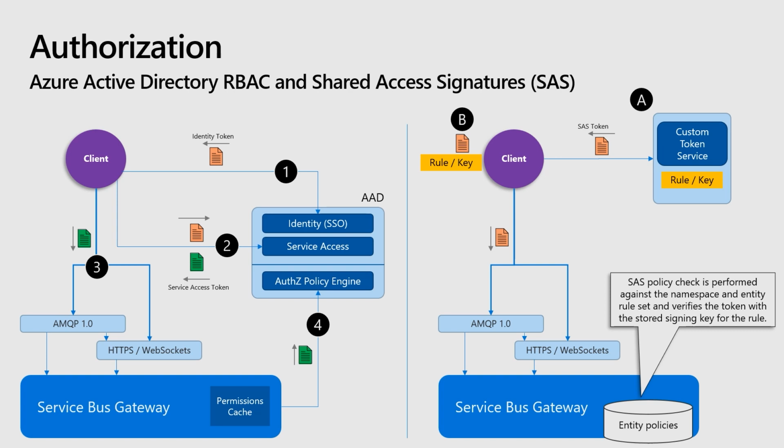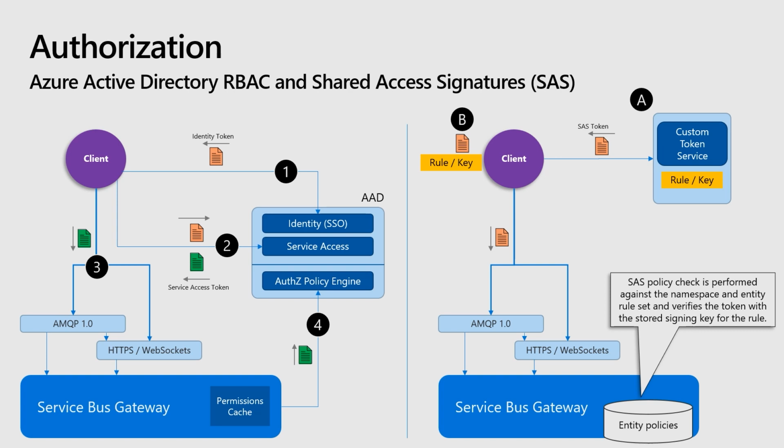And that has the rule and the key, and then you go from the client to the custom token service and say, hey, I would like to have a token. The client needs to fulfill some requirements, and then it gets the token assigned by that custom token service, and then it can use that against Service Bus. So you can build your own authorization scheme if you like, using that model.